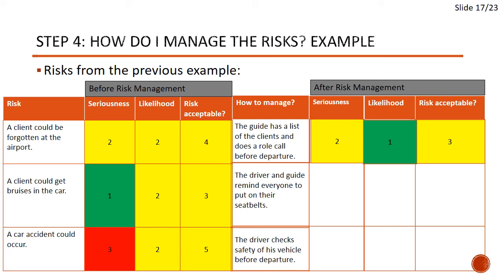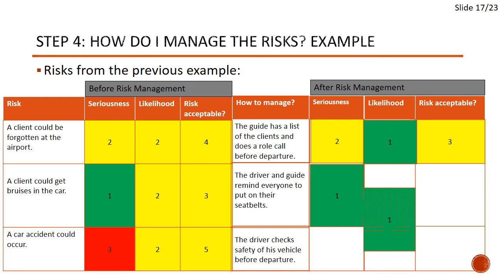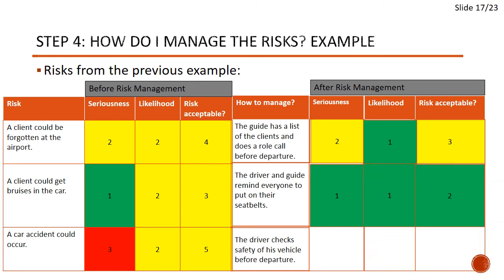Let's turn to the client getting bruises in the car. We managed this risk by making the driver and guide remind everyone to put on their seatbelts. This won't reduce the seriousness of the bruising, so it stays 1 in seriousness. The risk management procedure will, however, reduce the likelihood of the risk. If the client has a seatbelt on, he is less likely to, for example, bump his head against the car ceiling, so the likelihood reduces to 1. 1 plus 1 is 2, another improvement.